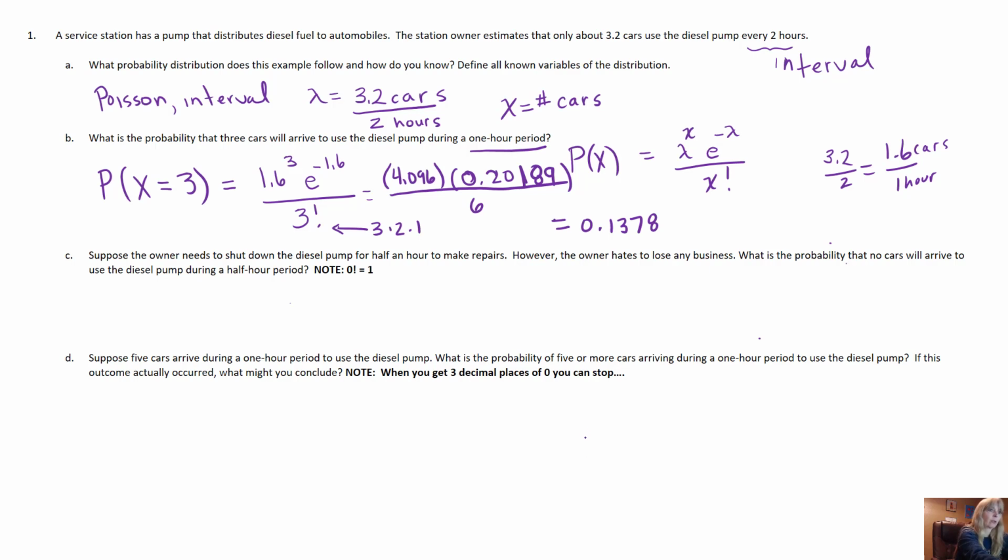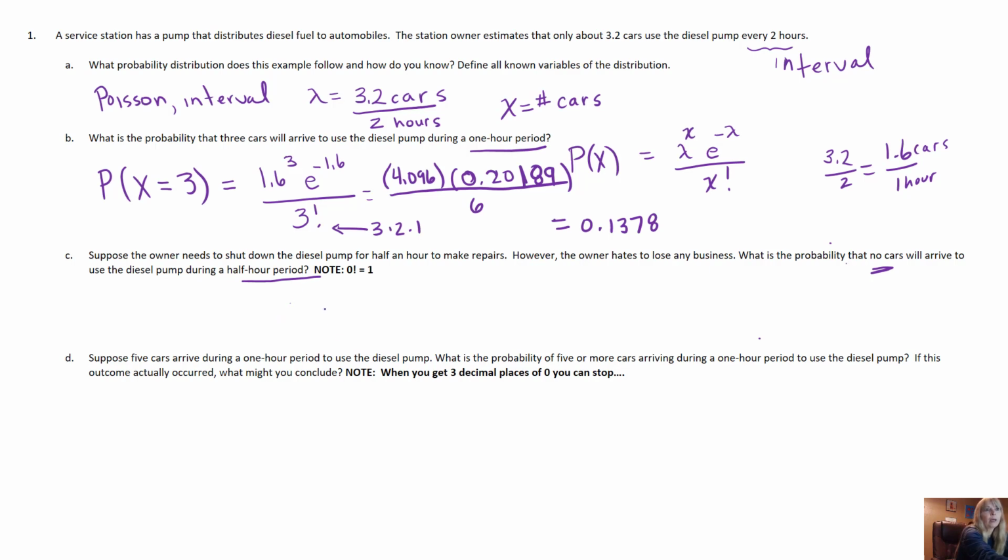All right, then it says, suppose the owner needs to shut down the diesel pump for half an hour to make repairs. However, the owner hates to lose business. What is the probability that no cars will arrive while they have it shut down during this half-hour period?